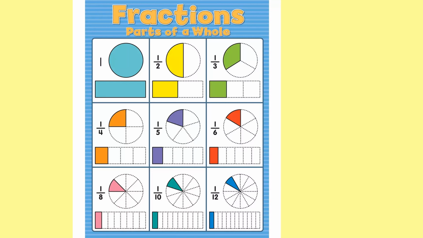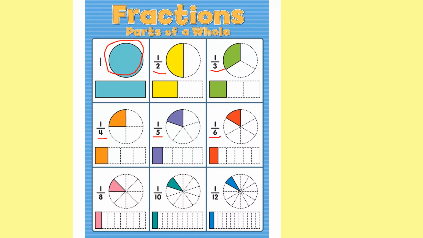So if we look at fractions, we've got a whole here. That could be a whole pizza. And then next you have half. So half is less than a whole. And then we go to a third. Do you notice what's happening? The slice is getting smaller. A quarter, even smaller. A fifth, even smaller. A sixth, even smaller, and so on.